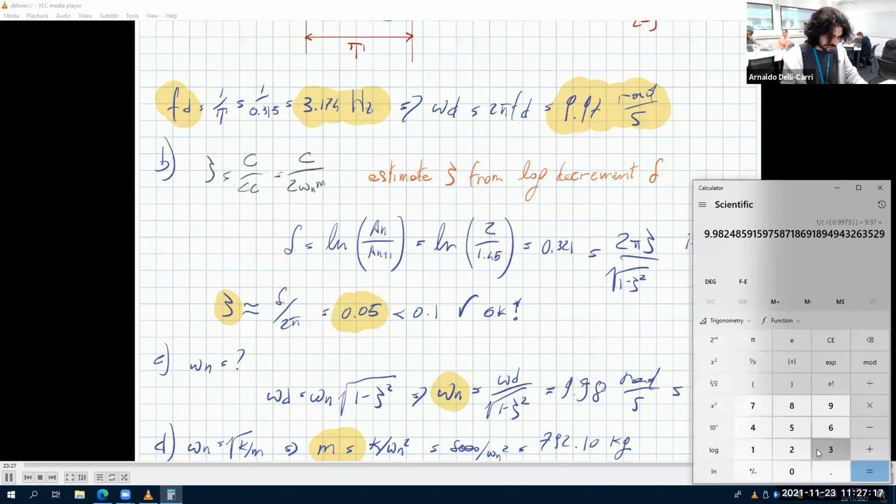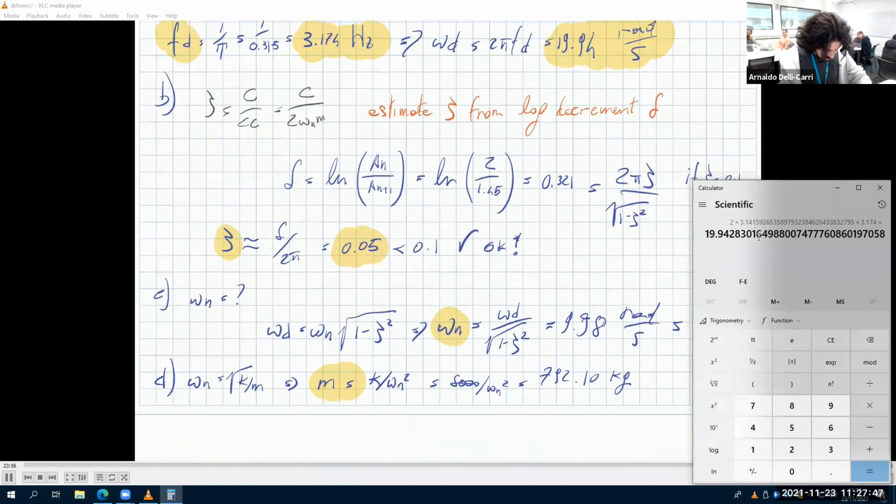I think omega D is different. Omega D is 2 pi FD, 2 times pi times 3.174 is 19.4. How did I get it wrong? You forgot 2, I think. Oh, thank you.